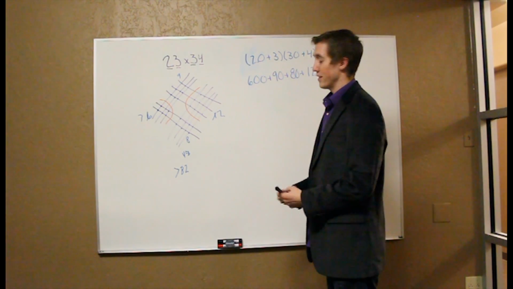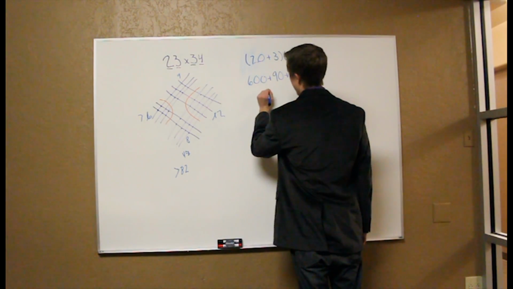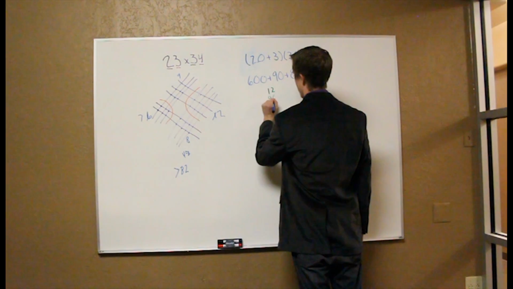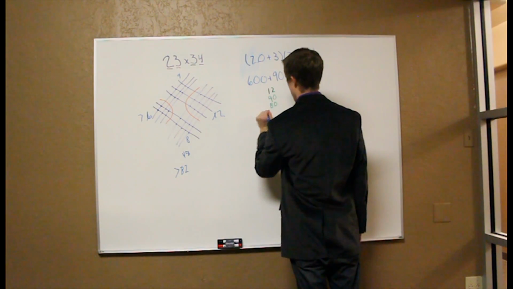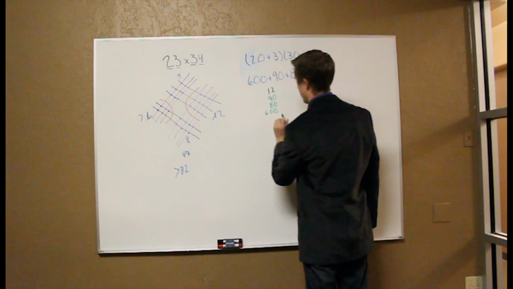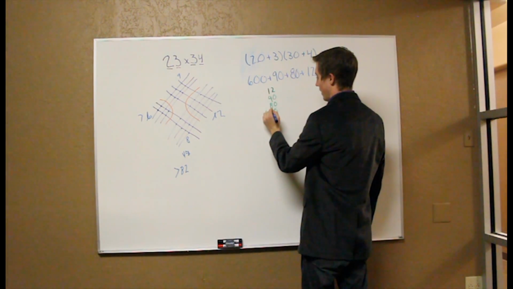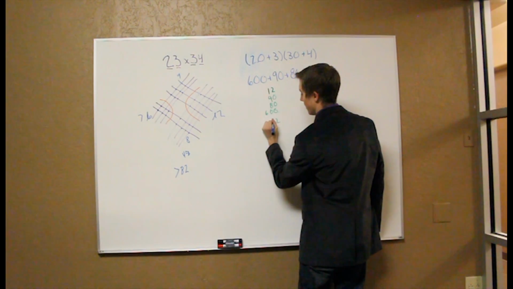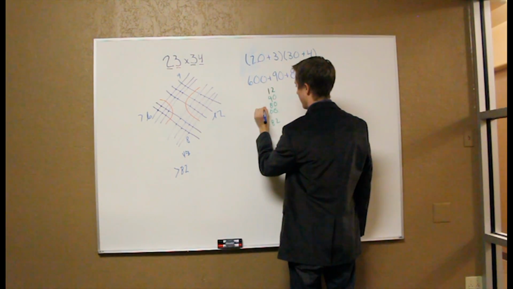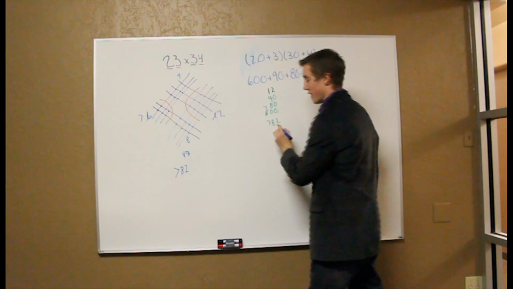So let's add these together. We add down and we get a 2 here and 18 here. So we'll carry this over. 782.